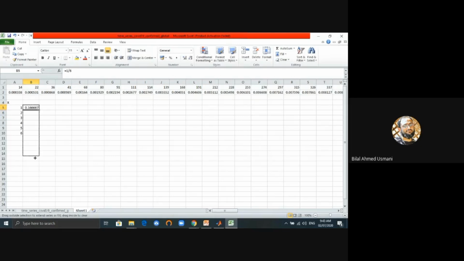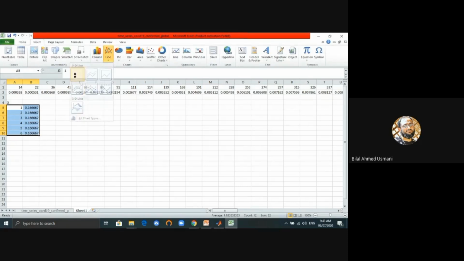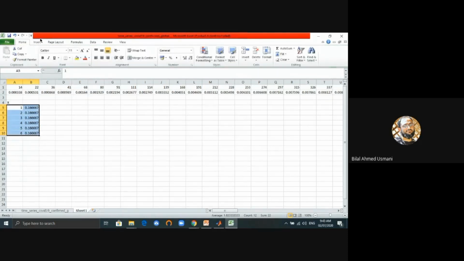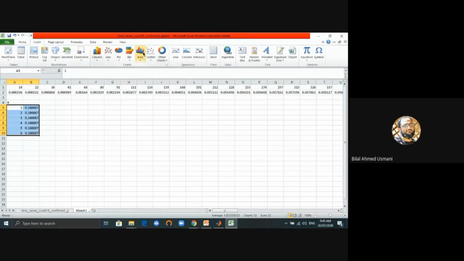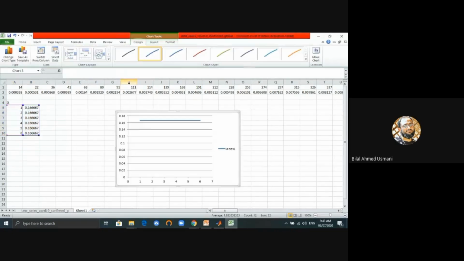So for every case the probability is 1 upon 6. If I plot that, this shows a uniform distribution. For each event, the probability is just 1 upon 6, and so on. So for 1, 2, 3, 4, 5, 6, the probability is 1 upon 6. So this is called a PDF.